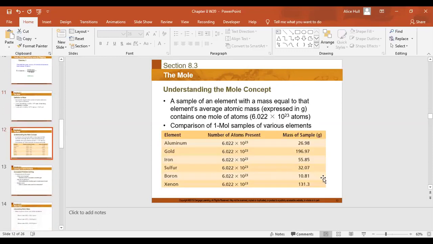So let's take a look at a couple of these. If you have a sample of an element with a mass equal to the element's AMU, expressed in grams, it contains 1 mole of atoms, which is Avogadro's number.